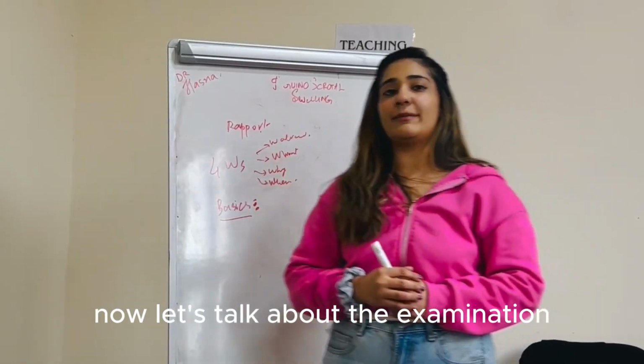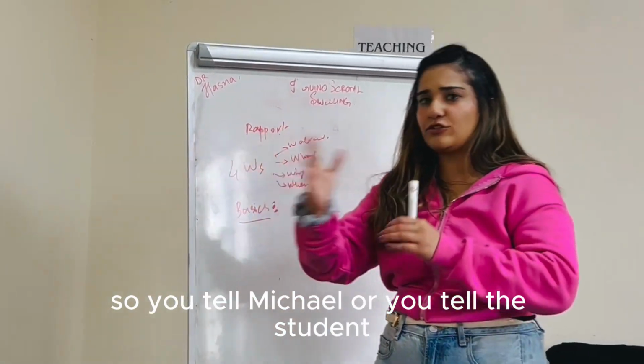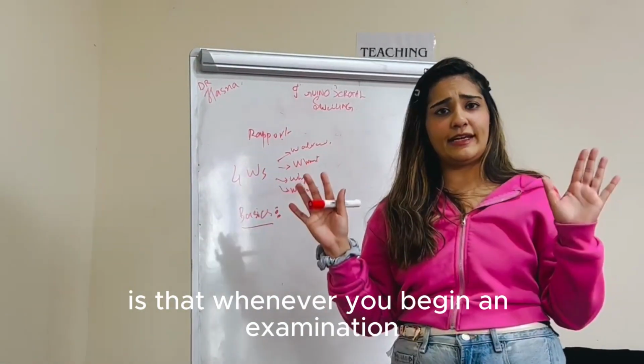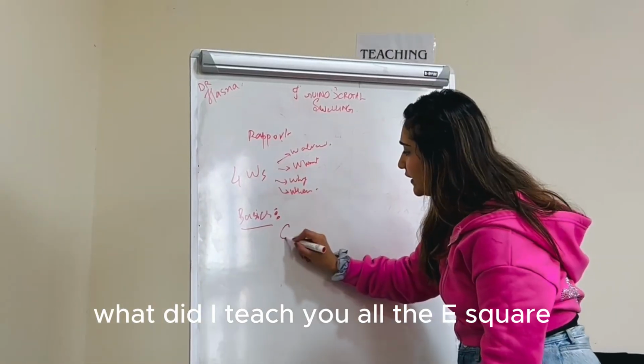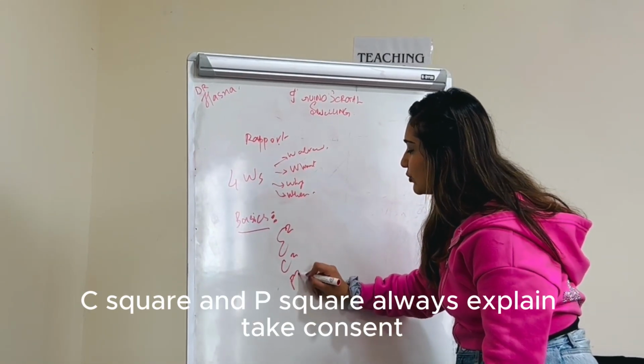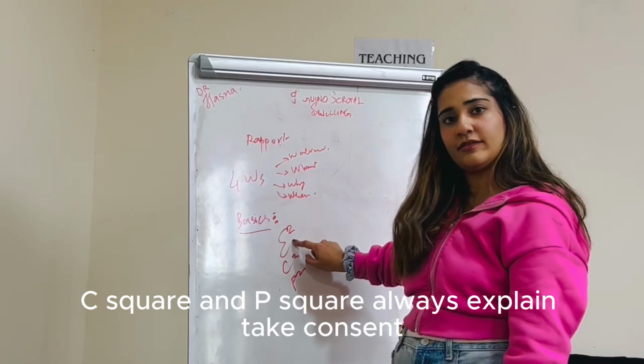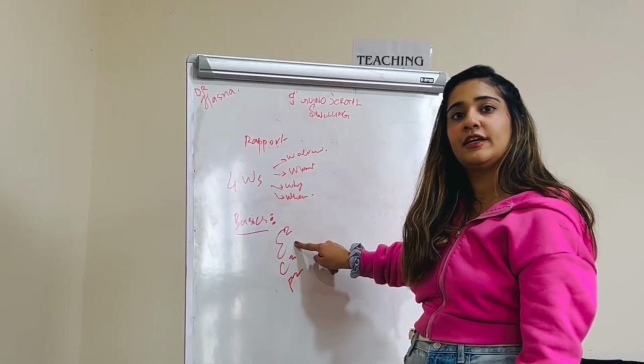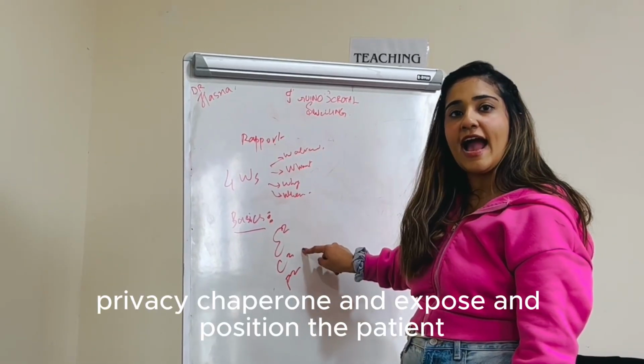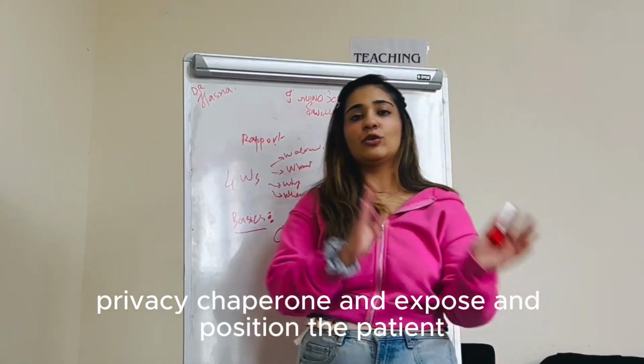Now, let's talk about the examination. So you tell Michael, or you tell the student, that whenever you begin an examination, what did I teach you all? The E square, C square and P square. Always explain, take consent, privacy, chaperone, and expose and position the patient.